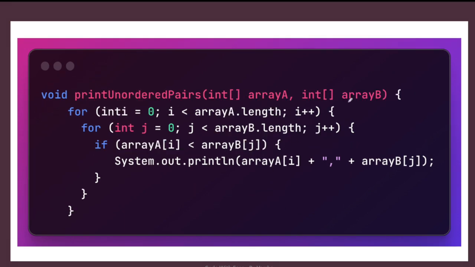Moving on, print unordered pairs. Here we have two for loops. There is a condition check. Then again we are printing the pairs. Same drill. Pause the video. Think of it. What is happening inside this, and then replay.